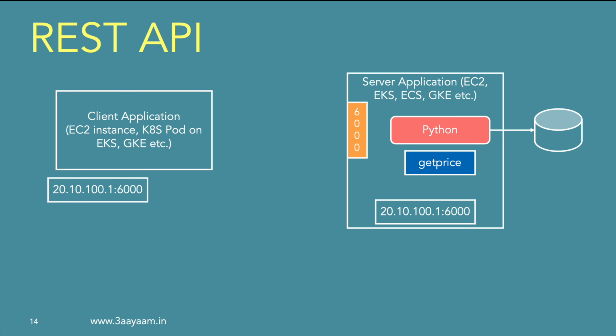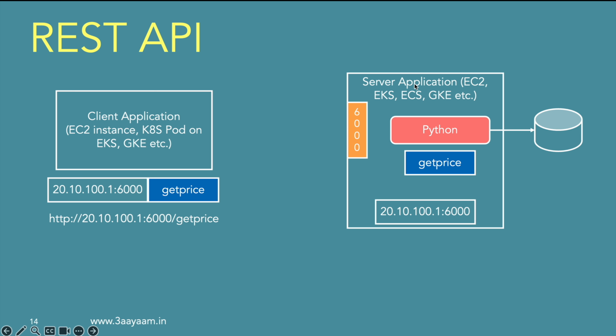This is the endpoint: 20.10.101:6000, because this is where my Python program is running, and followed by it I'll also mention get price in the client application. So the client application would be sending the request to this endpoint, 20.10.101:6000/getprice. Obviously it has to be prefixed by HTTP. This is the endpoint that the client would call, and this is the resource URL, which is nothing but the API. This API has been exposed by the server application.